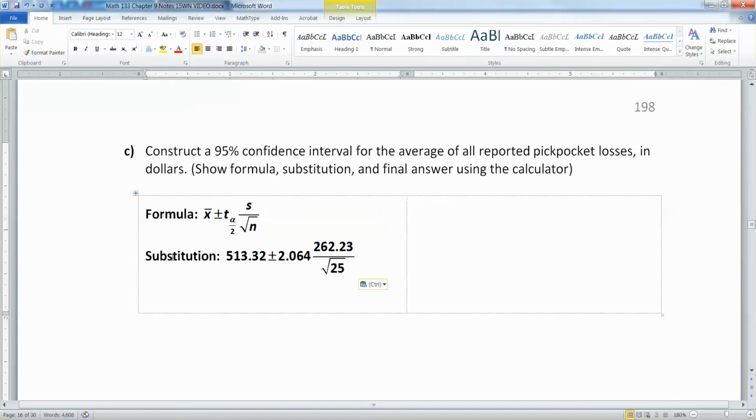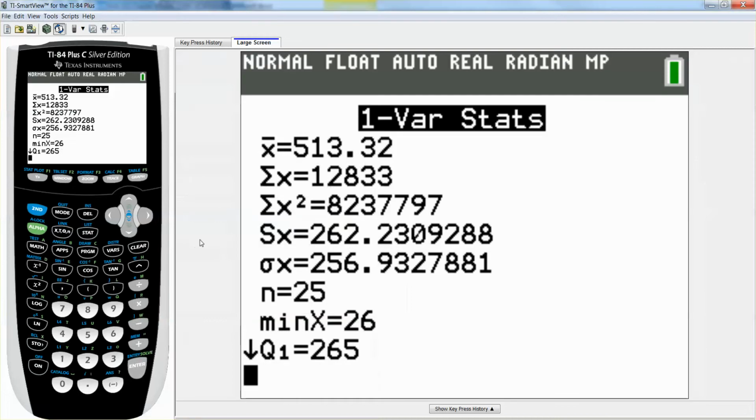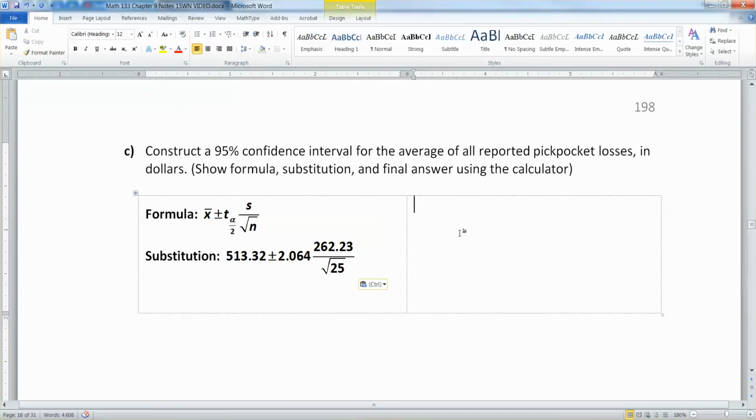So we need to substitute. We need to find some values, and I have them found for us. So 513.32, that should be pretty obvious. Now, where did the 262.23 come from? Well, it's funny you should ask. 262.23 is right here. See, it's Sx. And while I'm on the subject, n is right there. So x bar, s, and n all come out of one variable stats. So let me make that note over here. All right, so those all came from one variable stat in the calculator.